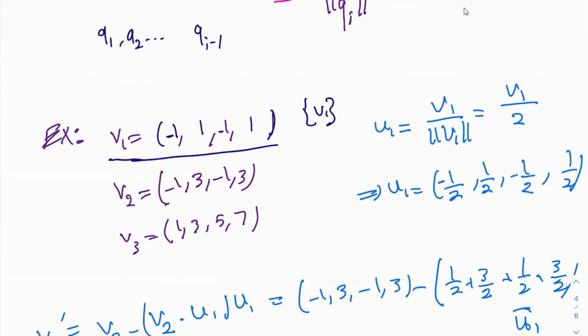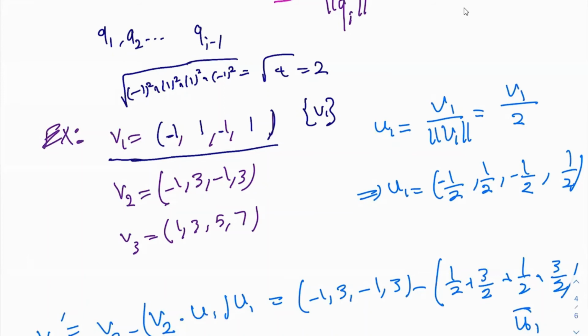How do you calculate the magnitude of V1? It is the square root of -1 squared plus 1 squared plus 1 squared plus -1 squared, which is the square root of 4, which is 2. So V1 divided by 2 becomes U1, and this becomes -1/2, 1/2, -1/2, 1/2. So this is U1. Check to see whether U1 has a unit norm. The norm of U1 is the square root of 1/4 plus 1/4 plus 1/4 plus 1/4, which is 1. So U1 has a unit norm.